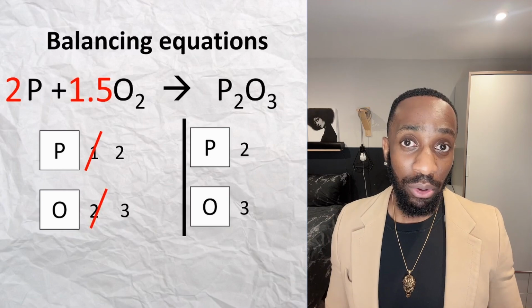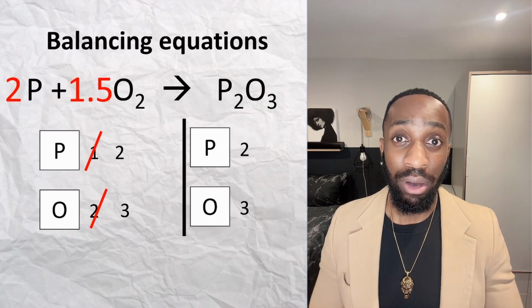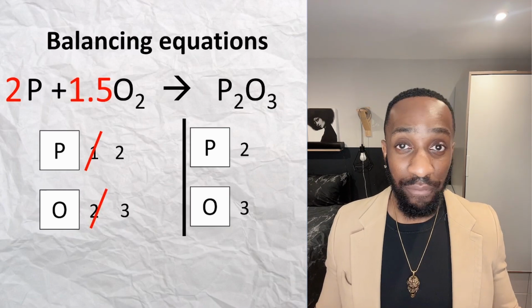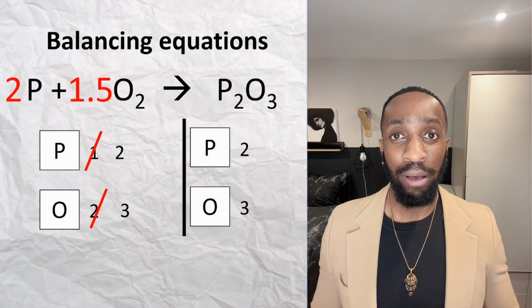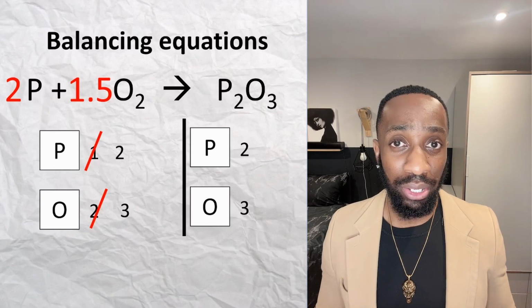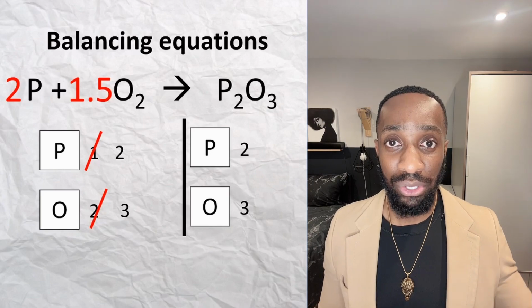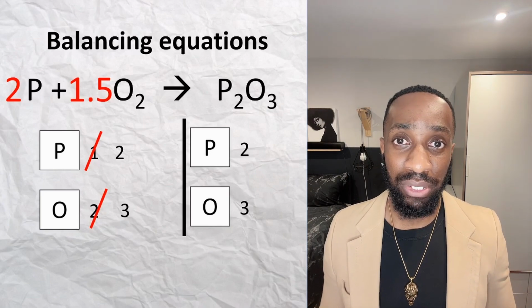But you can also work it out in a way where you've got whole numbers. That just means you have to times everything by 2. So we'll have 4 phosphorus, we'll have 3 molecules of oxygen, and then we have 2 molecules of phosphorus oxide.